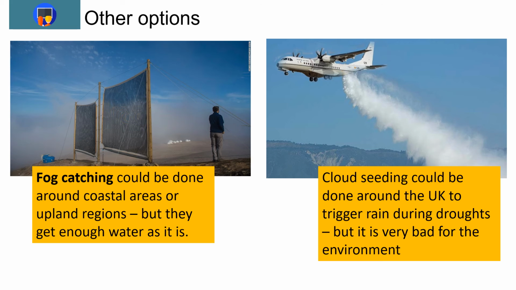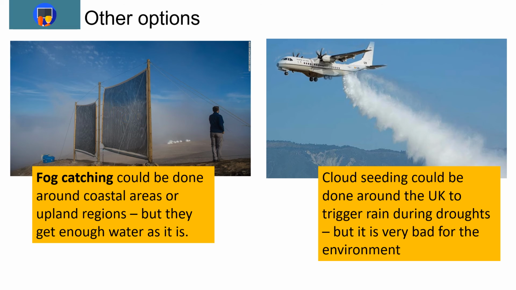It's useful on a really small scale, but it's obviously one way that countries can reduce their water stress, especially in countries that do get very low levels of rainfall. And the picture on the right hand side shows an aeroplane which is doing something called cloud seeding. The idea of cloud seeding is to trigger rainfall, to enable clouds to develop, especially during droughts. It's very bad for the environment, but it's potentially in the future a solution to help countries have more rainfall.